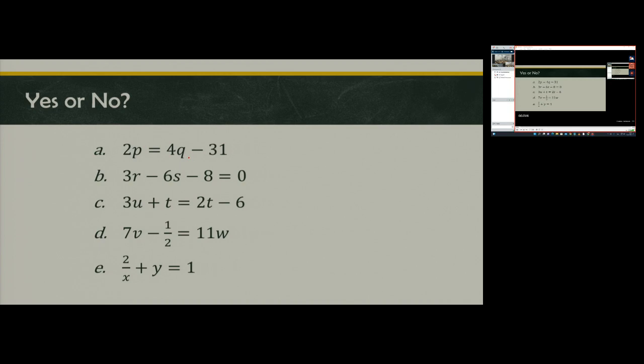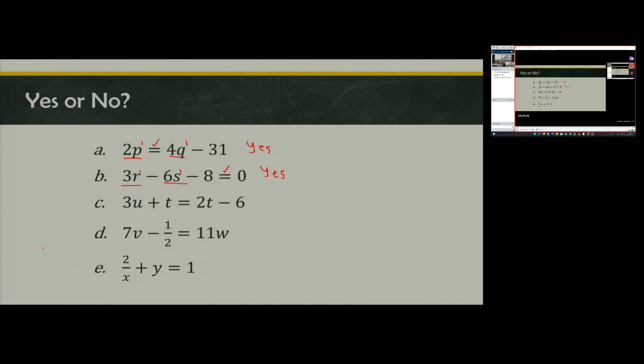Now for number 1. Again, we have an equal sign. There are 2 variables. The power of the variables is power 1. Then it is a yes. Next, number 2. Have an equal sign. There are 2 variables in which the power of the variable is power 1. Answer is yes.